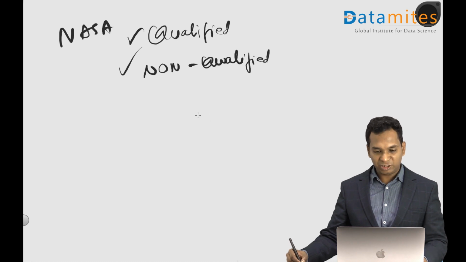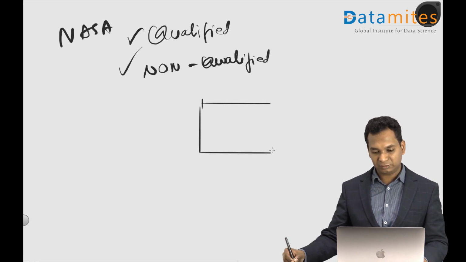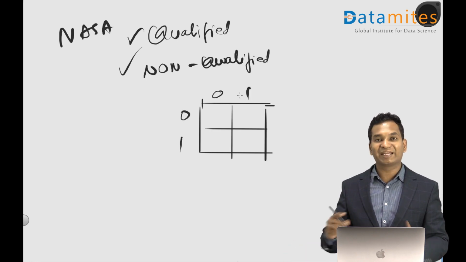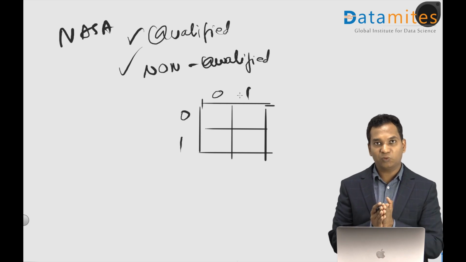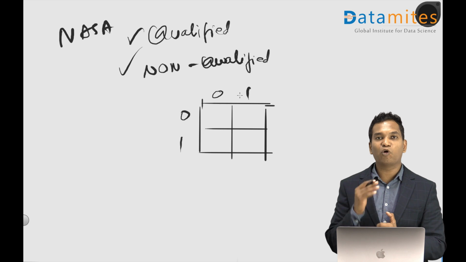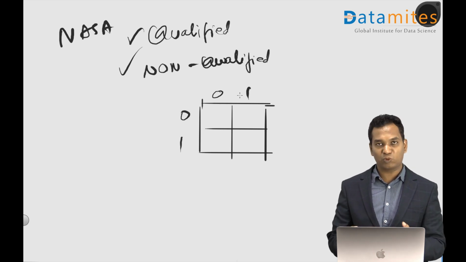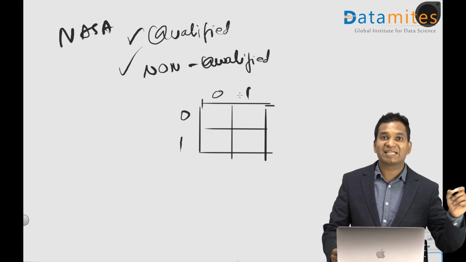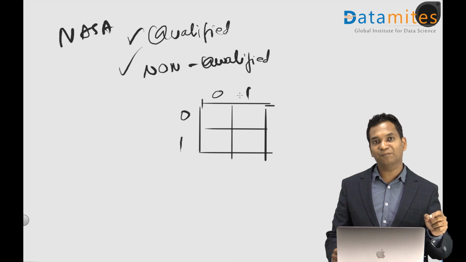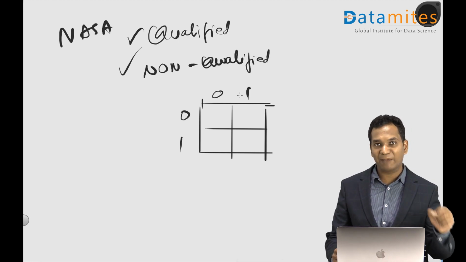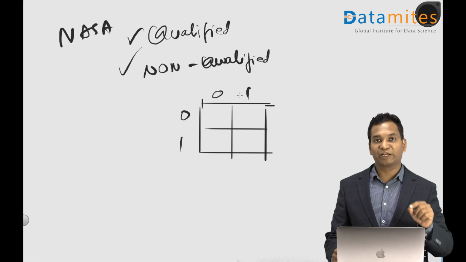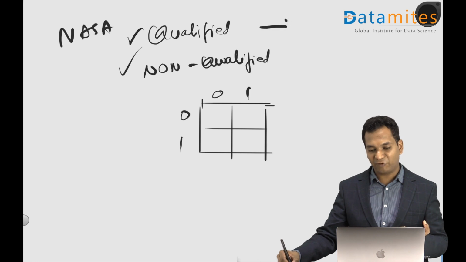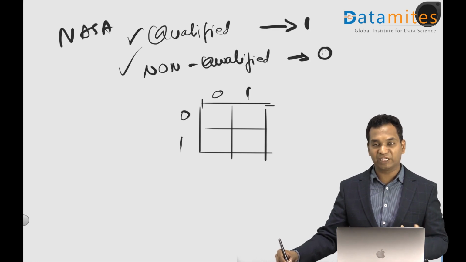So you could imagine your confusion matrix will be something like this. Again, the same one, 0, 1, 0, 1. So again, it's important: which one is 1, which one is 0? It's very important to remember. Our focus class, the class we are interested in, is always 1. In the case of cancer, I'm trying to predict the cancer patient, so cancer is 1. In the case of spam or ham, I'm trying to predict the spam, so spam becomes 1. In the case of NASA recruitment, qualified, non-qualified, I want to actually find qualified people. So qualified becomes 1 and non-qualified becomes 0.